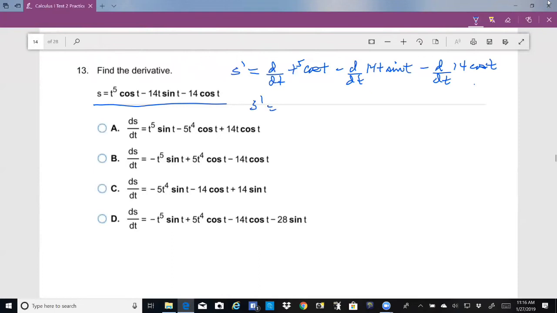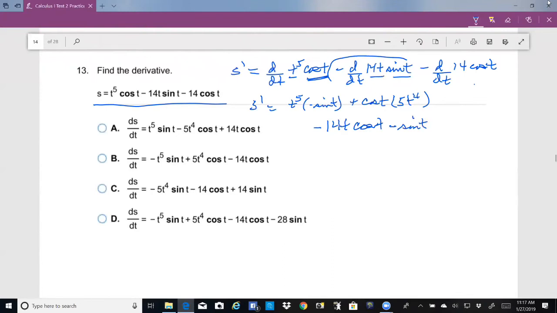S prime will equal the first times the derivative of the second, which is minus sine of t, plus the second, which is cosine of t, times the derivative of the first, which is 5t to the fourth. And the second term here, we've got minus 14t, which is the first part of that, times the derivative of the second, which is cosine of t. Minus the second, which is sine of t, times the derivative of the first, which is 14.